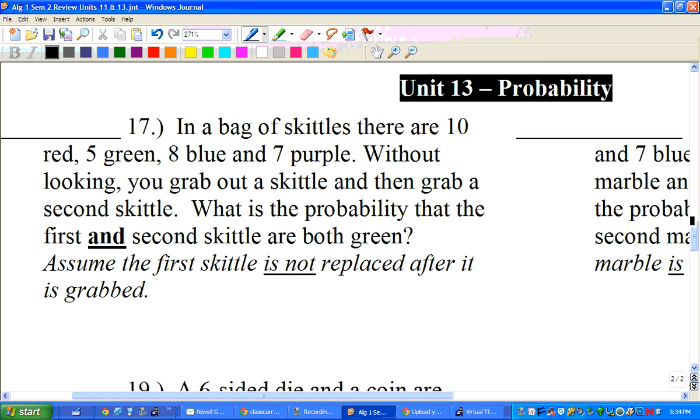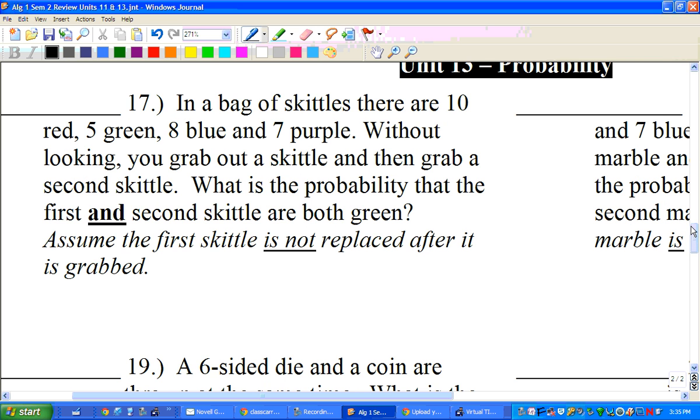All right. Unit 13, now we're talking about probability. Okay, so in a bag of Skittles, there are 10 red, 5 green, 8 blue, and 7 purple. Without looking, you grab out a Skittle and then grab a second Skittle. What is the probability that the first and second Skittle are both green? Okay, and after you grab the first one, it's not replaced, probably because you ate it.